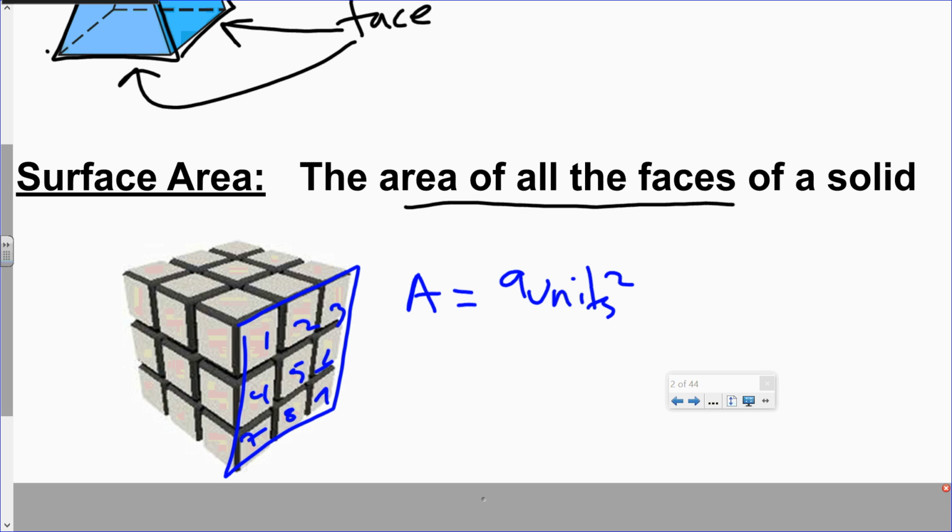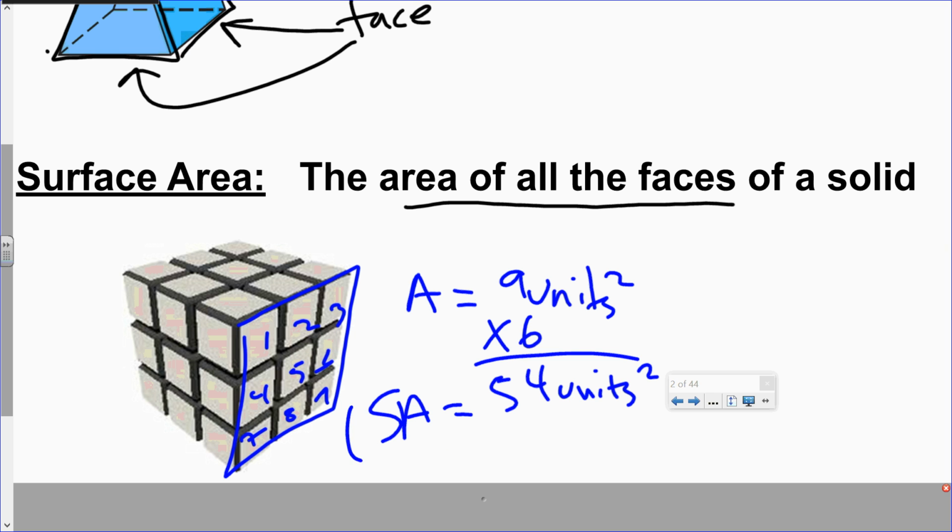This face is 9 square units, so if I want the surface area of everything, just multiply that by 6 of them. There's 6 faces. Every face is 9 square units, and there's 6 of them, so 9 times 6 is 54 square units. I'm going to put SA for surface area. I found the area of one face. Since they're all the same, I took the area of one face and multiplied by 6 because there's 6 faces. So the total surface area is 54 square units. That's how many square units cover the Rubik's Cube.